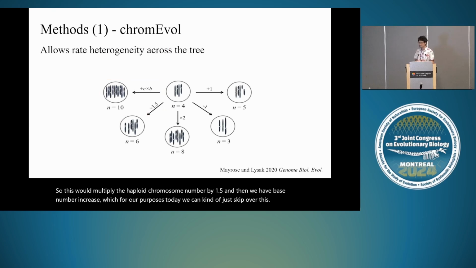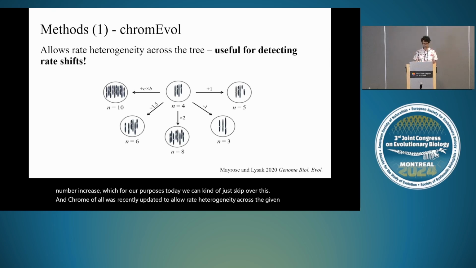ChromEvol was recently updated to allow rate heterogeneity across the given tree, which is very useful for detecting rate shifts, like the kind that I suspect may happen in the Machaeranthera.